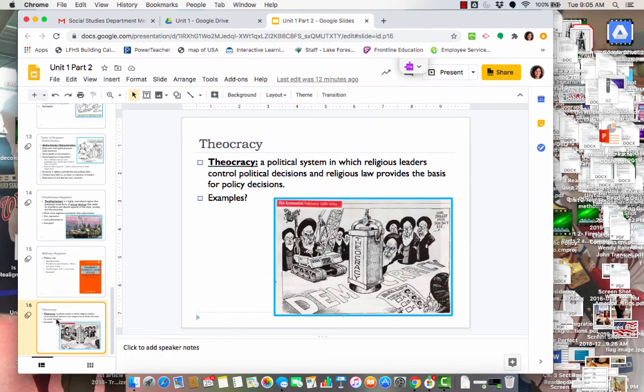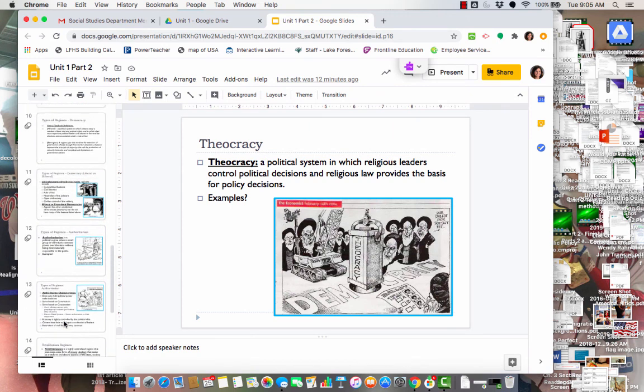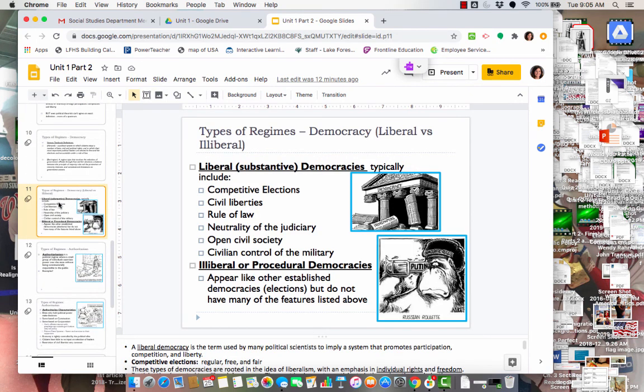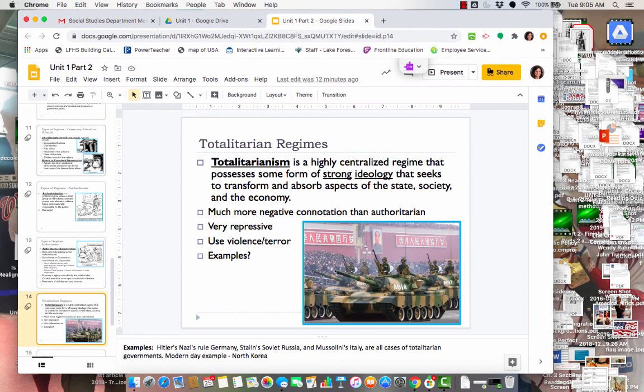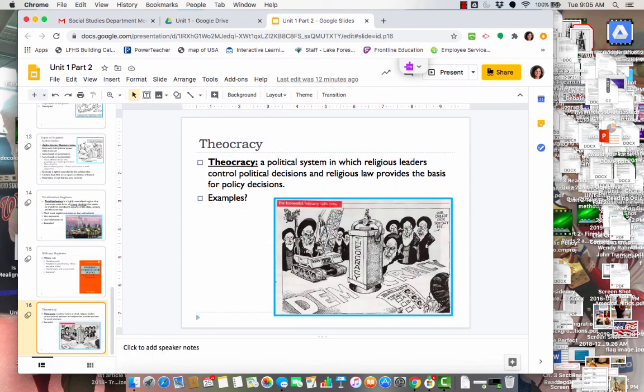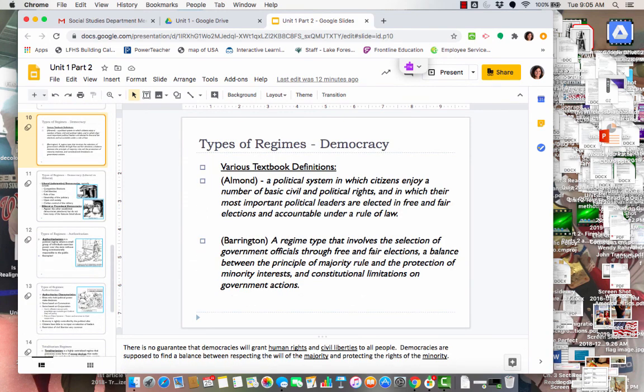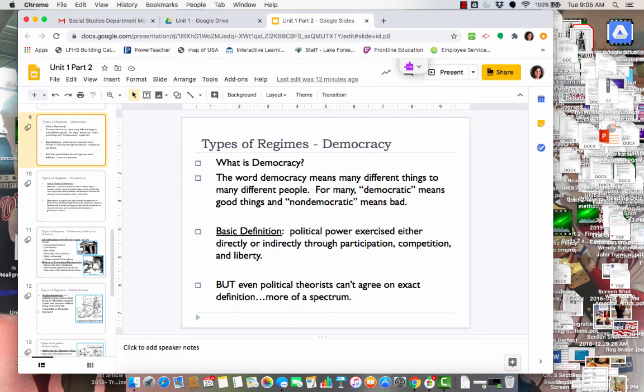Okay, so theocracy. A theocracy is a political system where religious leaders control political decisions, and religious law, like the Bible or the Quran, provides the basis for policy decisions. There's only one state in the world that's a full theocracy, and that's Iran. And we do study Iran in this class. So those are the different types of regimes we'll study: democracy, authoritarian, totalitarian, military, and theocracy. So I guess that's 5 regimes, but since there are 2 different types of democracies, 6.